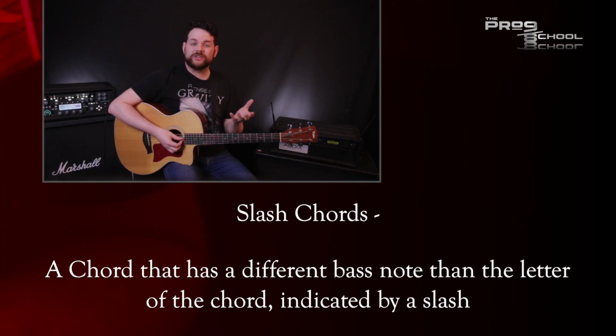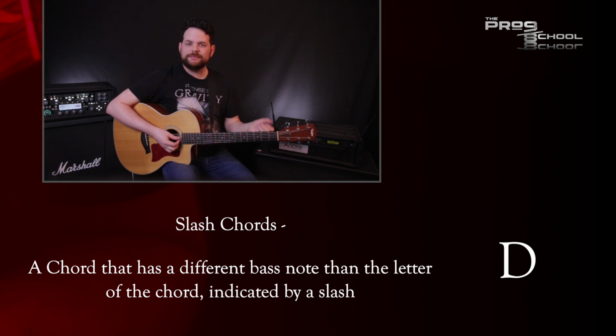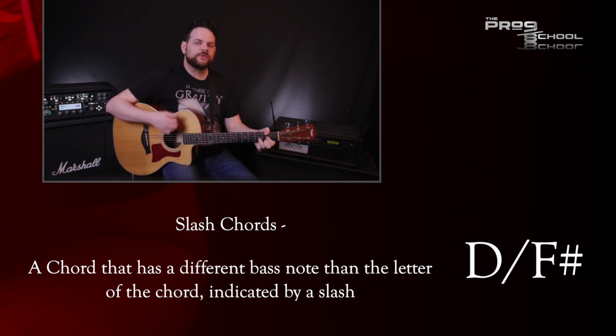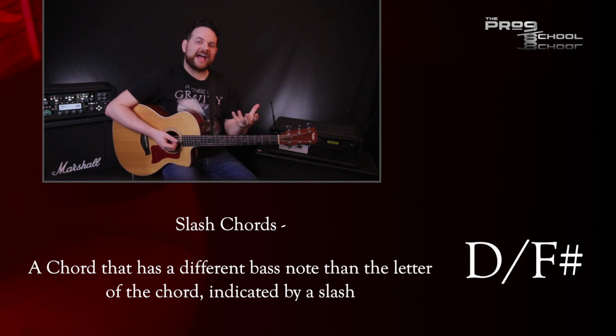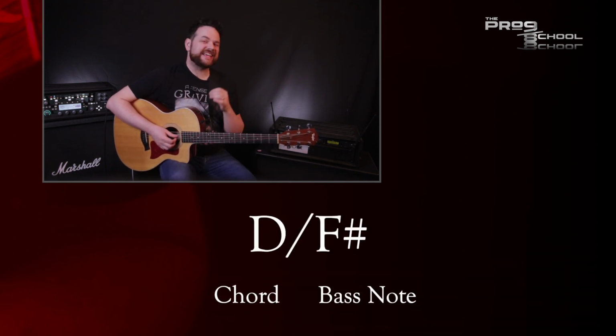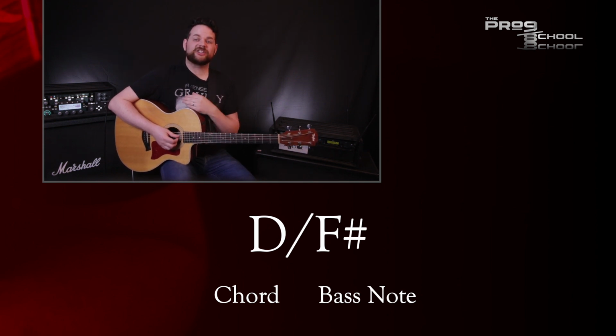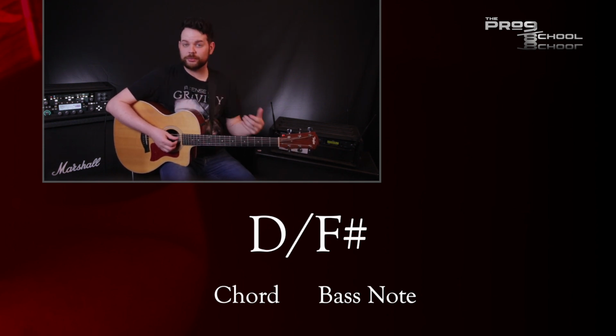A slash chord is a chord that has a different bass note than the letter name of that chord. For example, if a D major chord had any bass note other than a D, it would be indicated with a slash. In a slash chord, the chord is indicated left of the slash and the bass note is indicated right of the slash. D slash F sharp is a D major chord with F sharp in the bass.